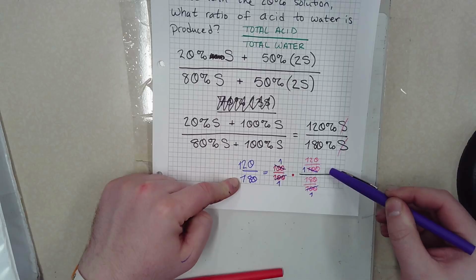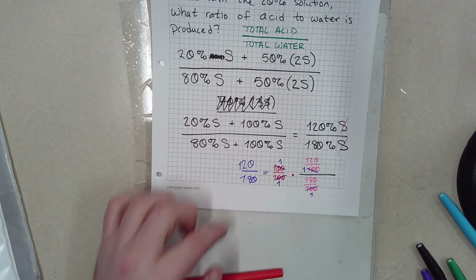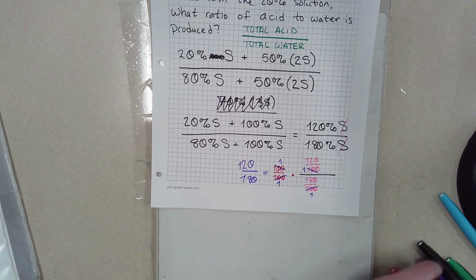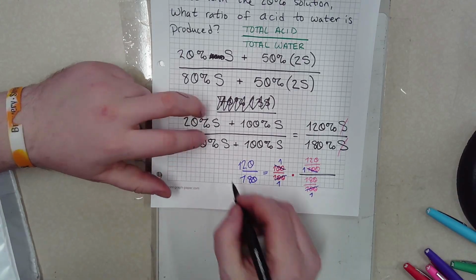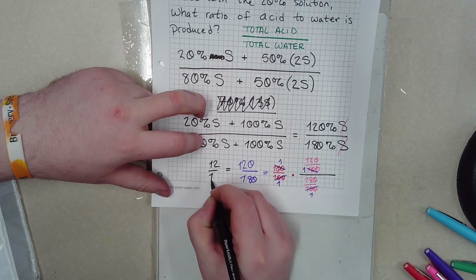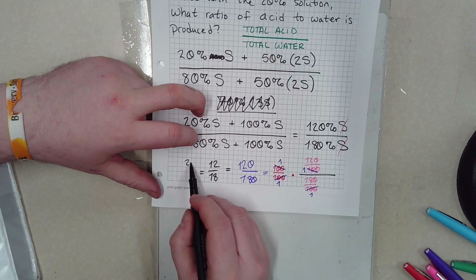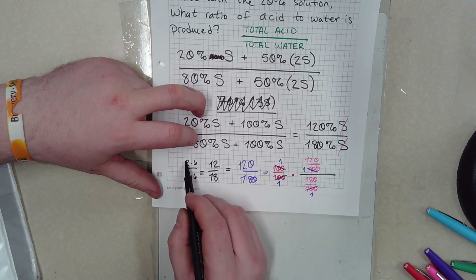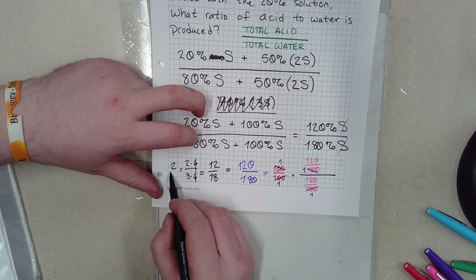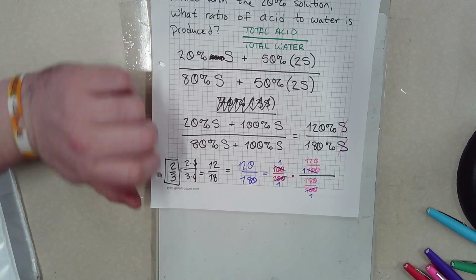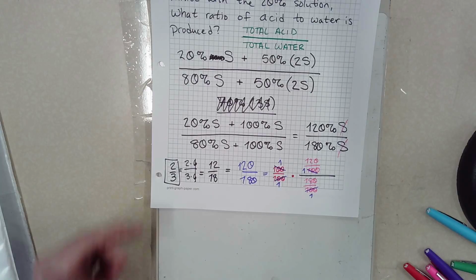And now I've got my ratio, 120 to 180, which of course we can simplify to 12 over 18. And we can simplify further. They both have a factor of 6. This is 2 times 6, and this is 3 times 6. 6s divide out, we get 2/3. So 2/3. 2 parts acid to 3 parts water is our answer here.